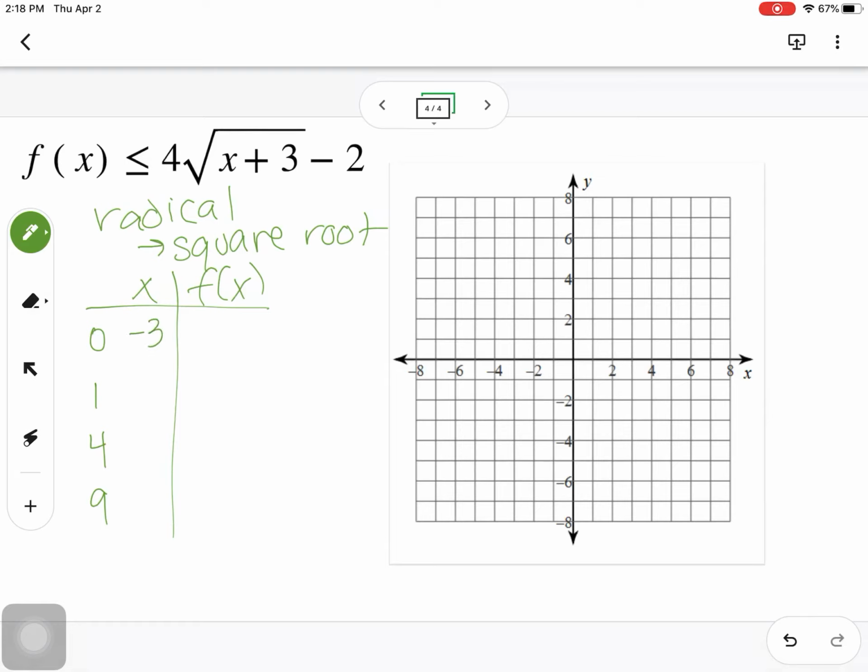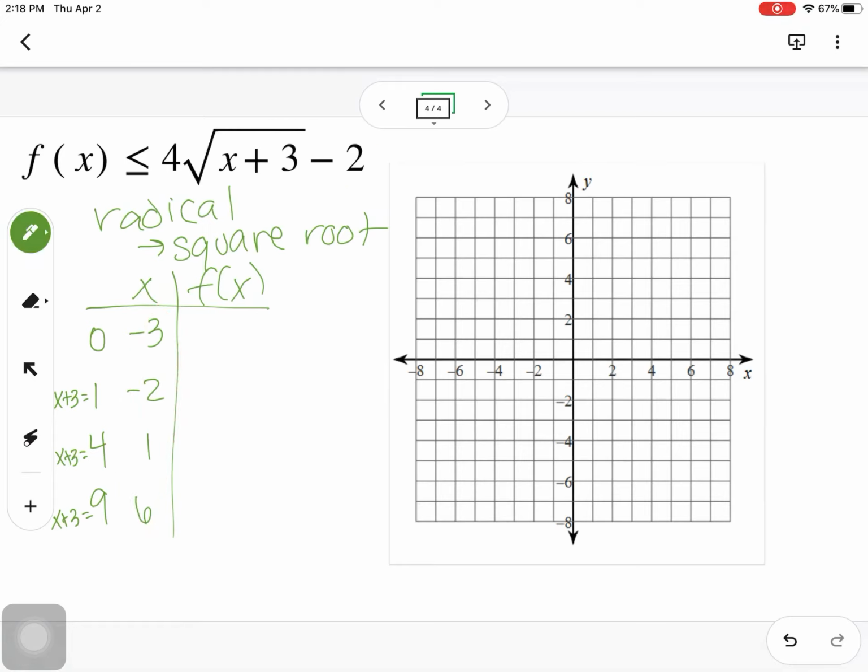To make it 0, that would be -3. To make it 1, you're really doing x plus 3 equals 1, that would be -2. To make it 4, you're doing x plus 3 equals 4, which is 1. And to make it 9, it's x plus 3 equals 9. We're going to plug in 6.